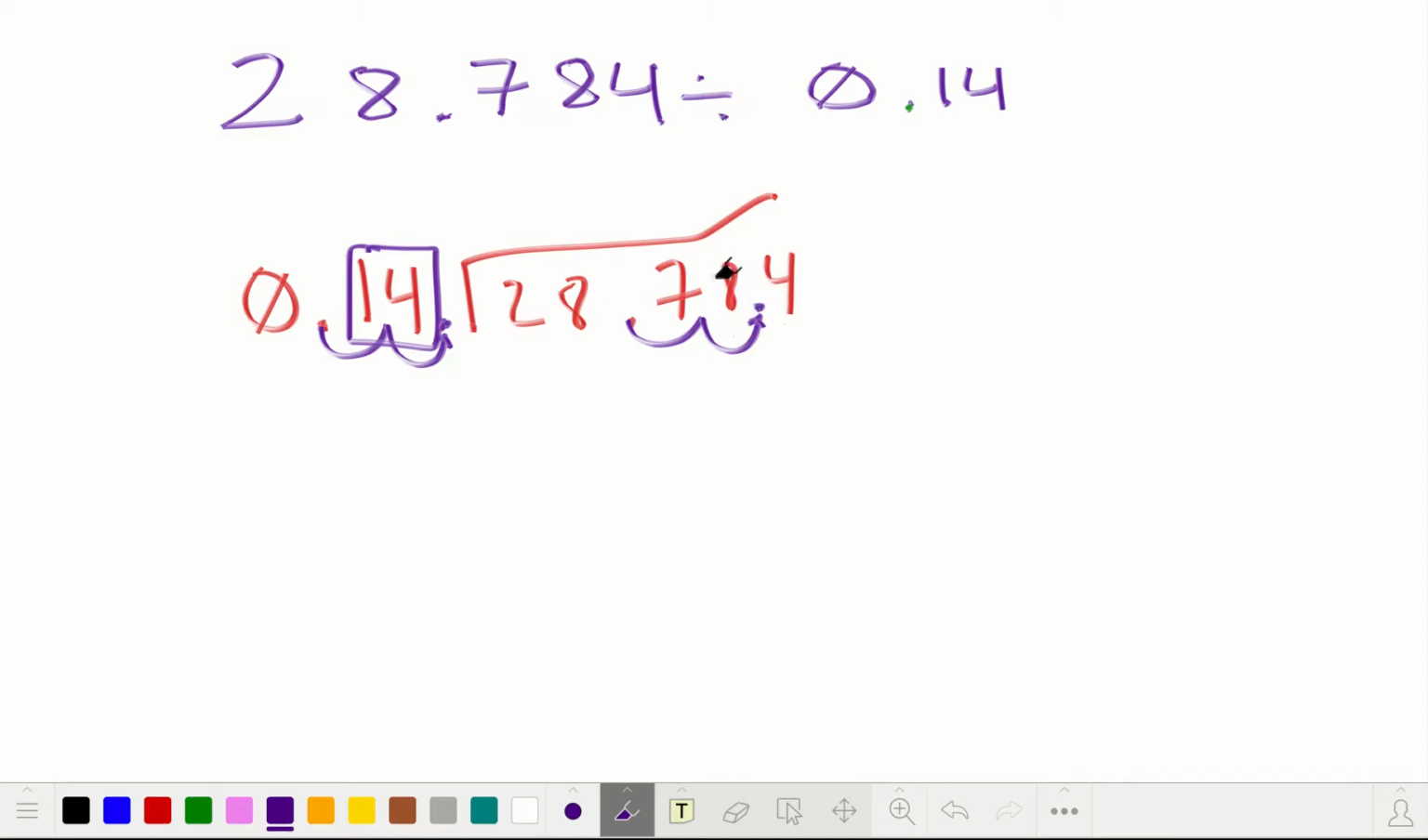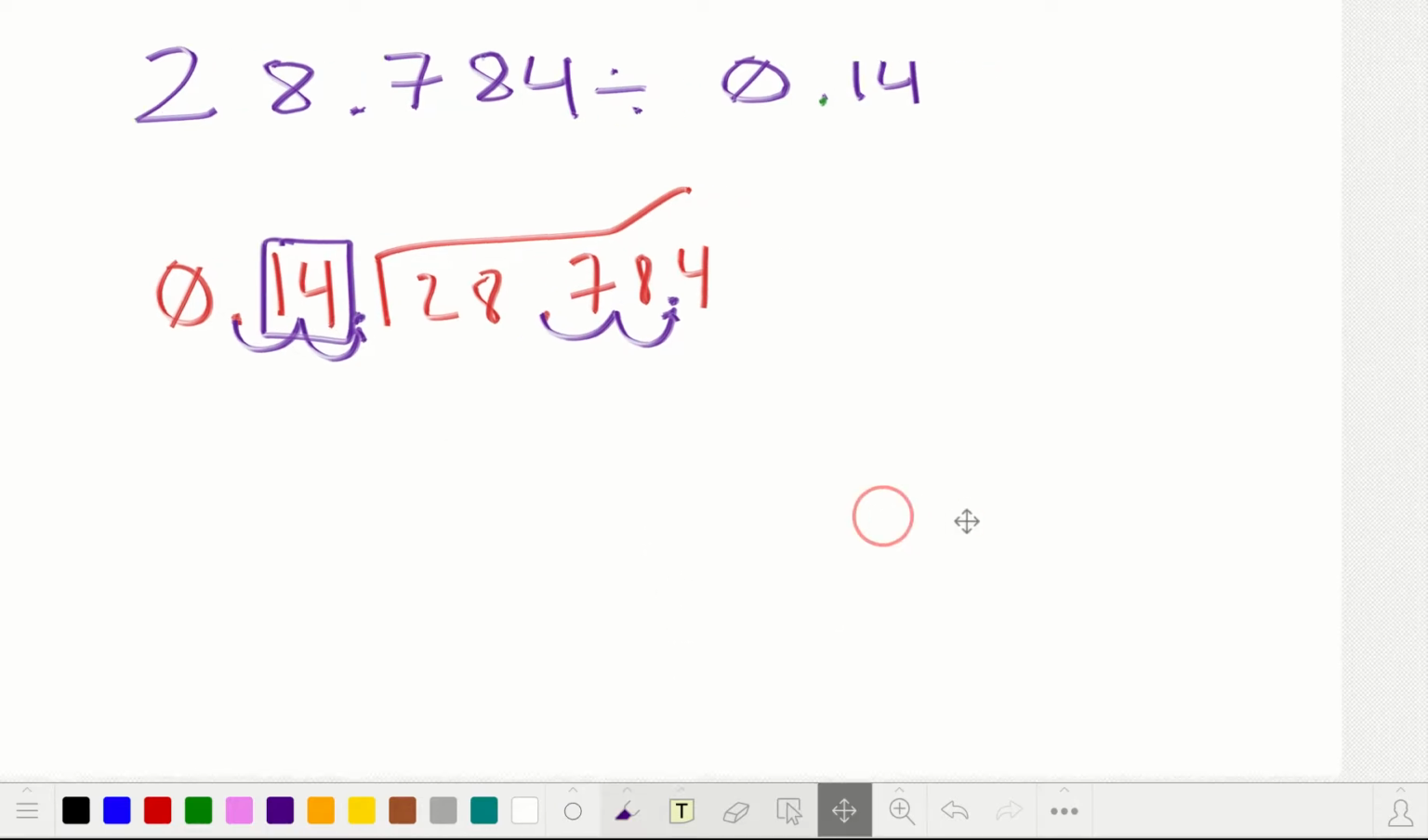If you forget this step, you're going to get the wrong answer. You'll get the right numbers, but your answer is going to be wrong. So please remember to move the decimal point the same number of times you move the one decimal point out here. So now I'm going to rewrite this problem to make it more clear.